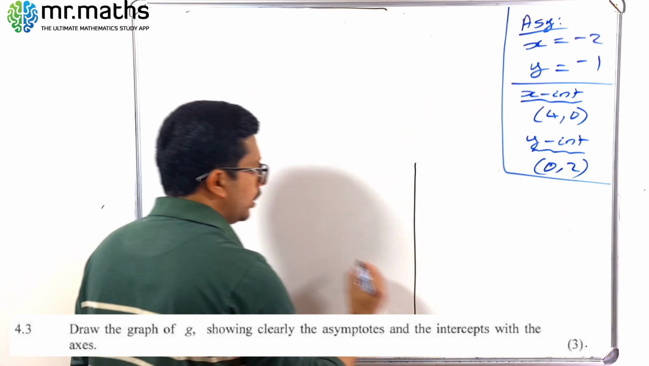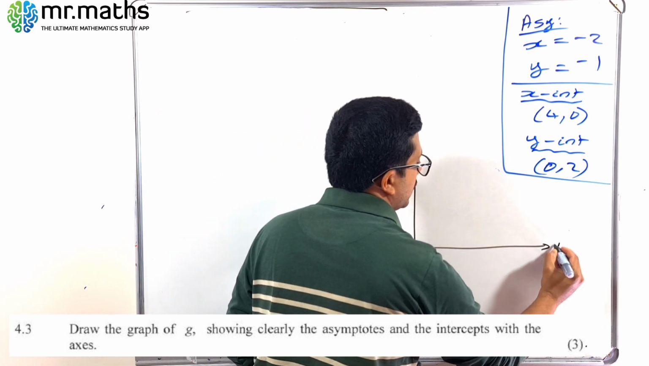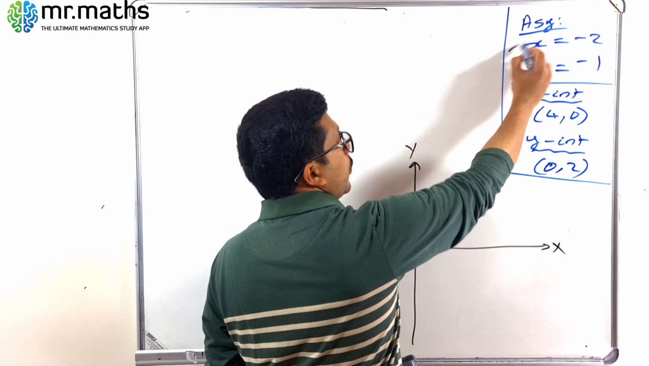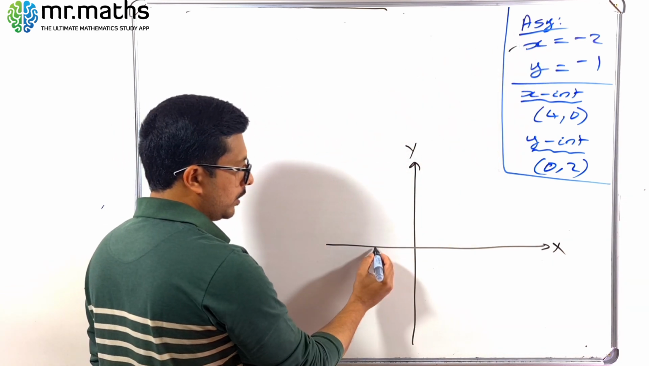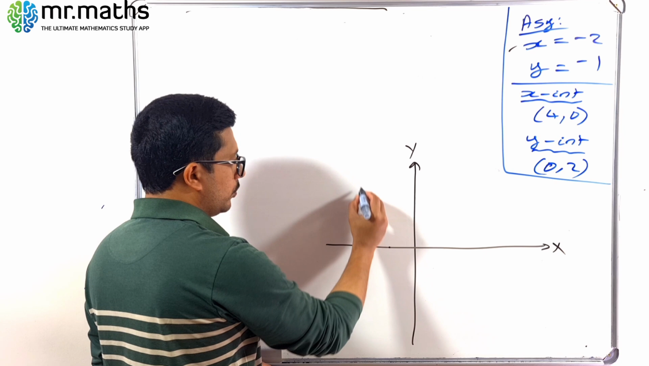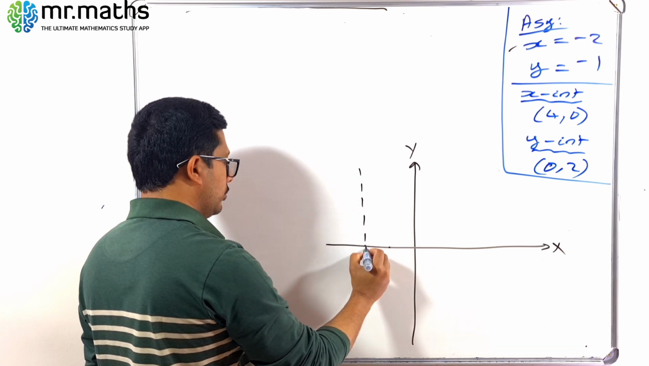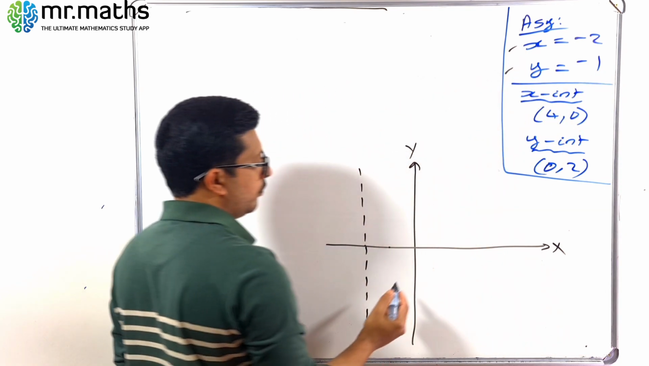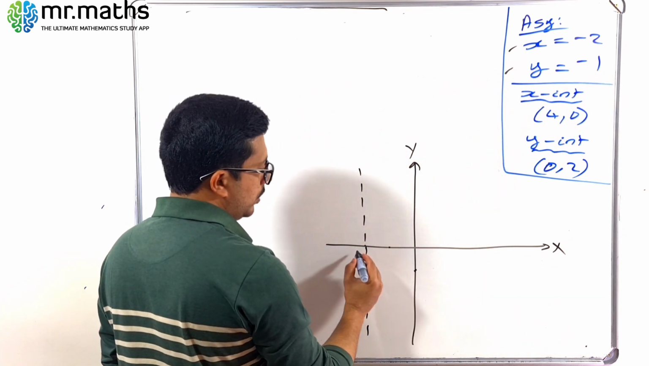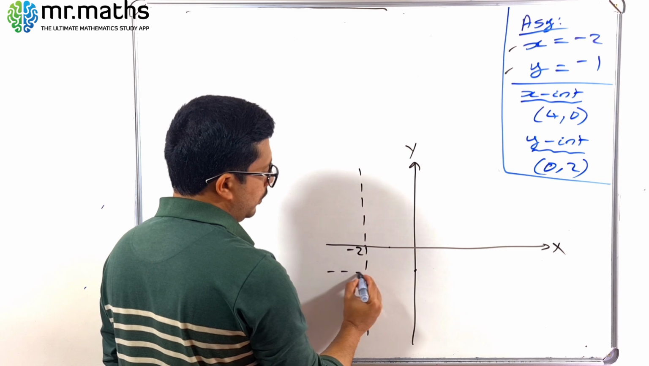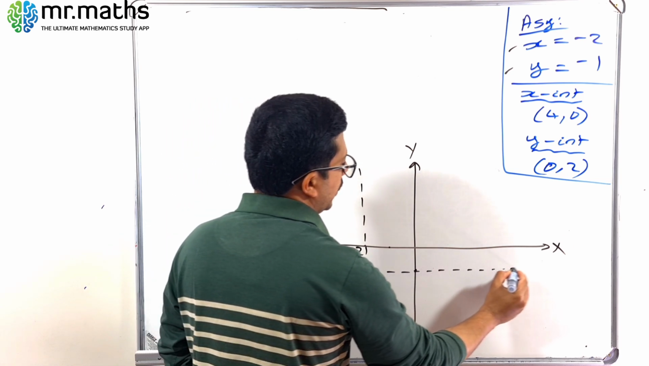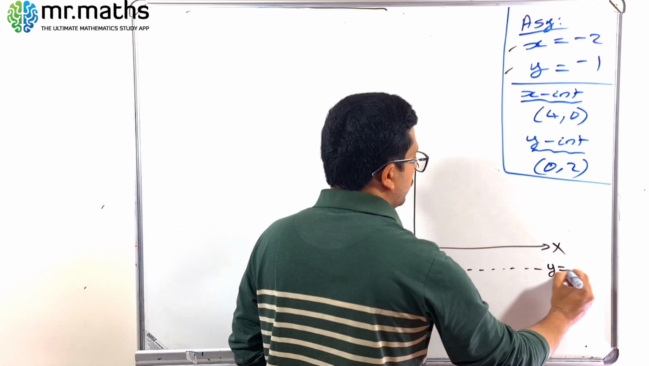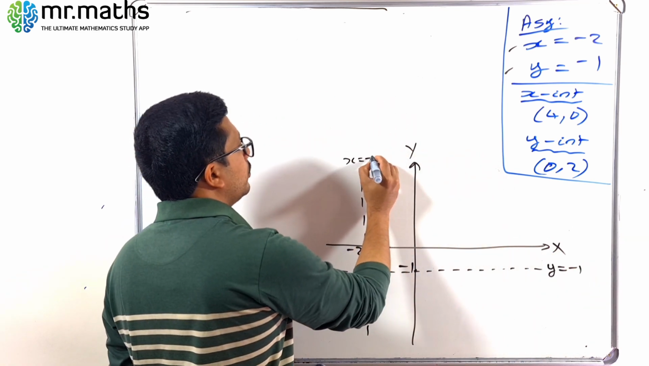So you have to draw the x-axis and y-axis. This is the x-axis, y-axis. First you have to draw the asymptote. X is equal to minus 2. This is minus 1, this is minus 2. You have to draw the dotted line for the asymptotes. Y is equal to minus 1. Y minus 1. This is minus 2. So y minus 1. You have to draw that asymptote. This is minus 1. Okay. Y is equal to minus 1. X is equal to minus 2.